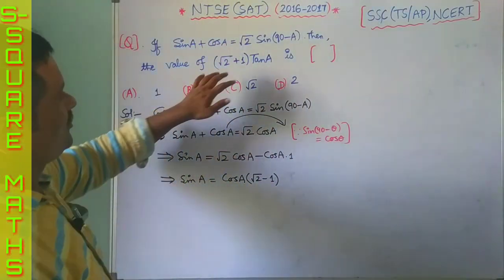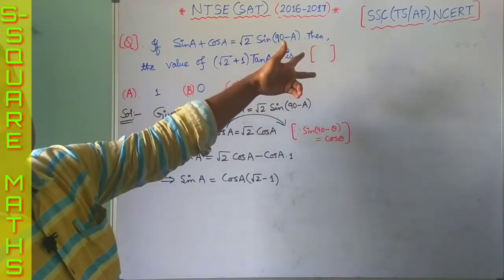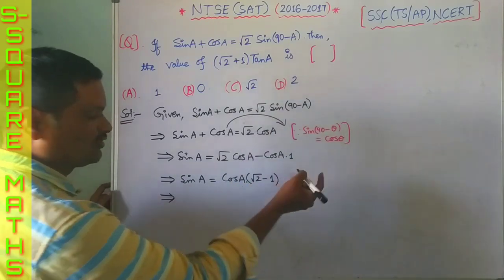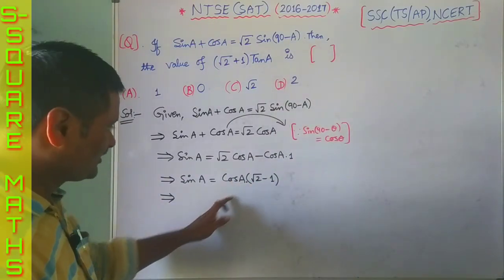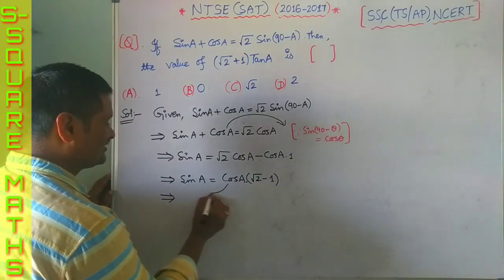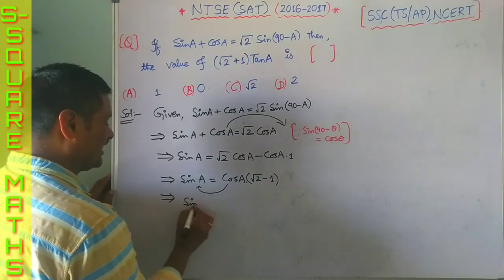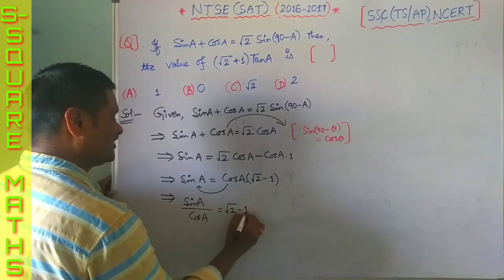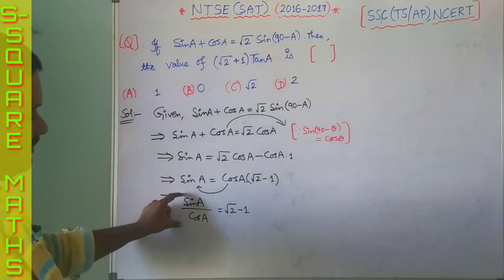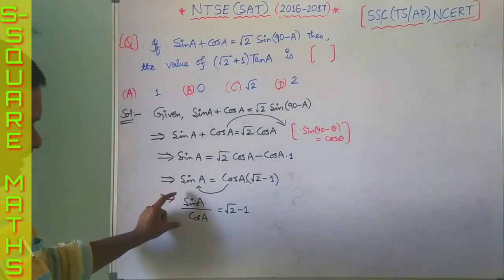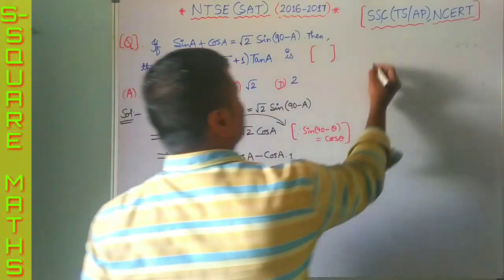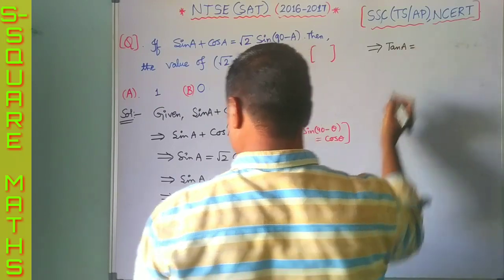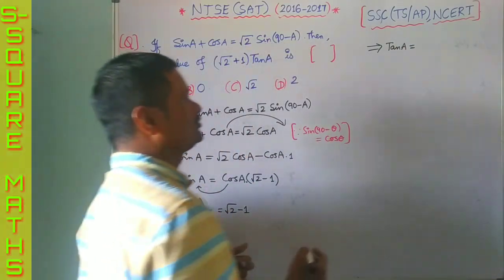So our requirement is to find the value of root 2 plus 1 into tan A. If you observe carefully, the operation between cos A and root 2 minus 1 is multiplication. Cos A transposed to this side becomes division. So now sin A by cos A is equal to root 2 minus 1. Sin A by cos A, by the quotient rule of trigonometric ratios, is tan A. This implies tan A is equal to root 2 minus 1.